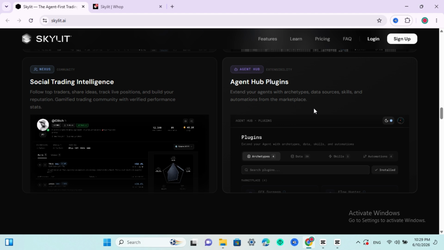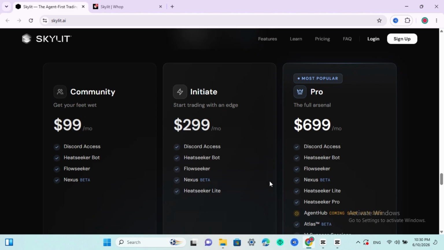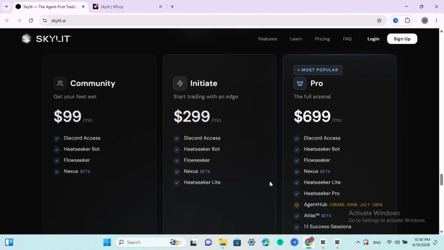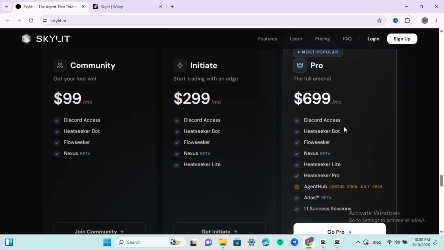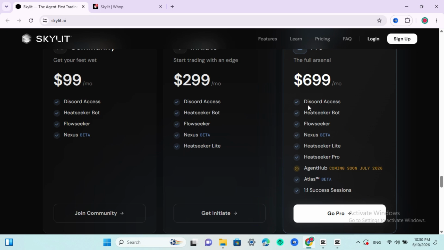We offer 3 subscription plans designed to suit all experience levels. Community, $99 per month, ideal for beginners. It includes access to Discord, HeatSeeker Bot, FlowSeeker, and Nexus Beta. Initiate, $299 per month, designed for users who want to develop their strategies and achieve better results. It includes everything in the Community plan, plus HeatSeeker Lite. Pro, $699 per month. The most powerful and comprehensive package for serious traders. It includes all advanced tools such as HeatSeeker Pro, Atlas Beta, one-on-one success sessions, and other exclusive benefits.